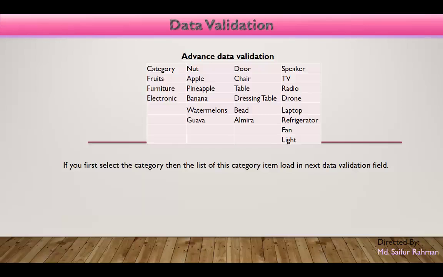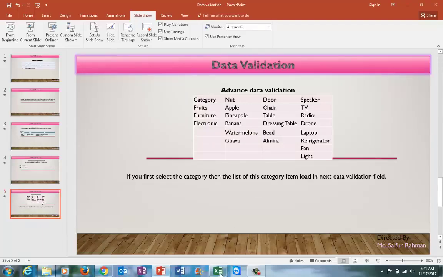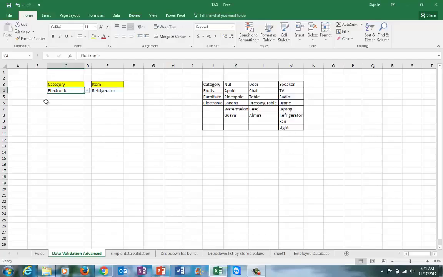Let's start. First go to the Excel sheet. Here is the example. Suppose here is category, and when we select furniture, then in the item list all the values are loaded from here to here. When we select fruits, then the list of fruits is loaded in this section. So let's start how we can do it.